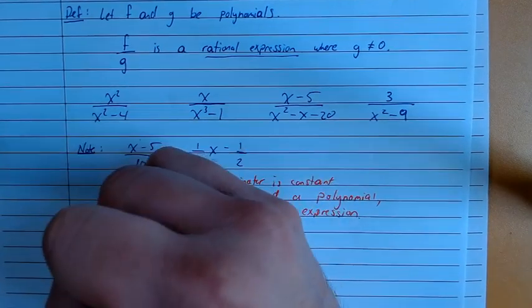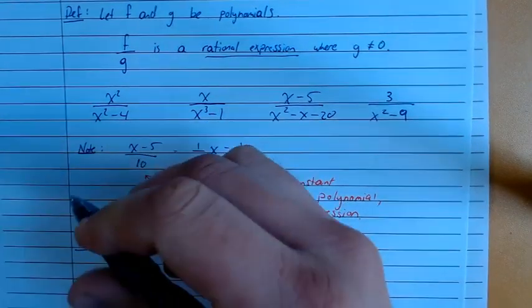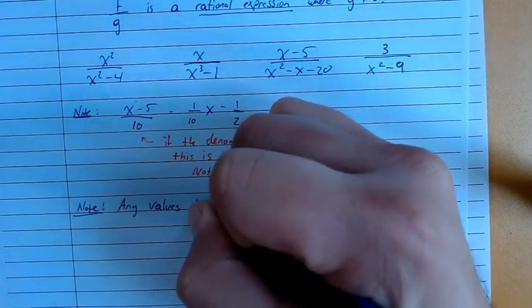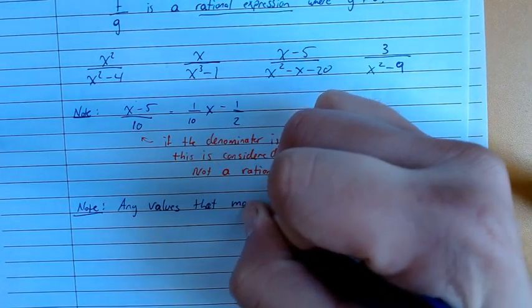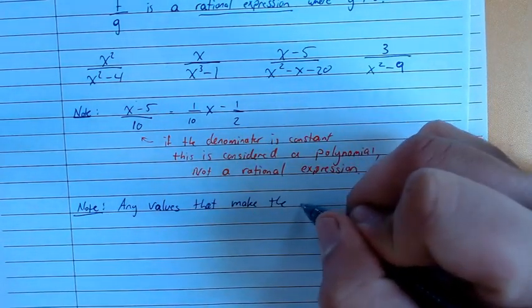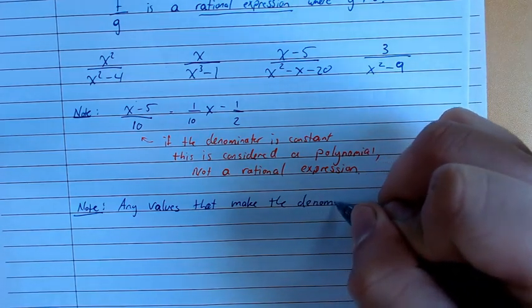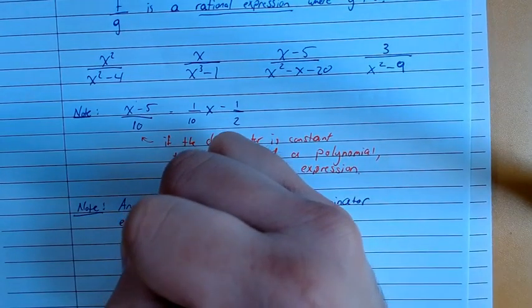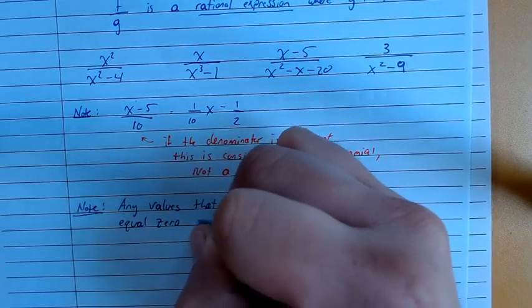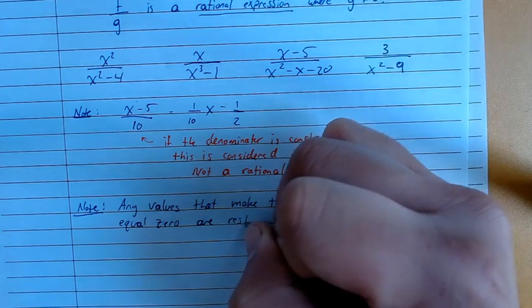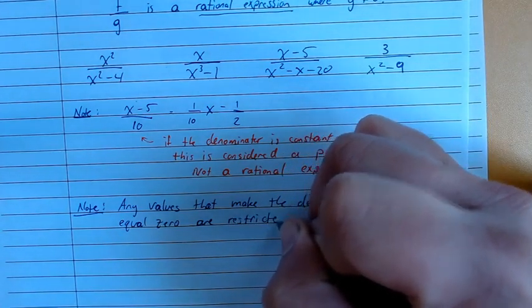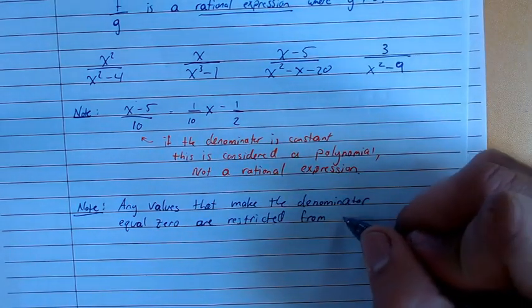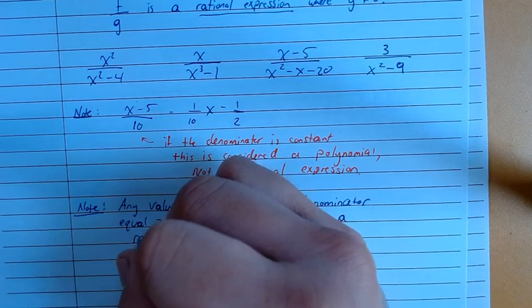So another note, any values that make the denominator equal 0 are restricted. They're not allowed for a rational expression.